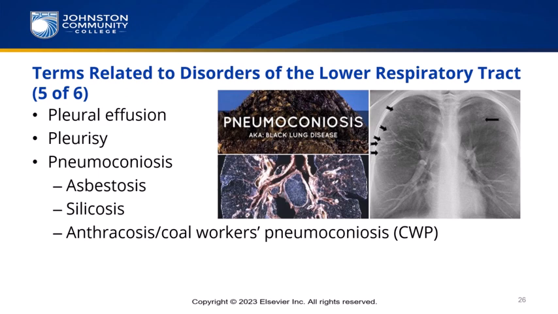Then we have pneumoconiosis. Pneumo means lung, coni means dust, and it is a loss of lung capacity caused by the accumulation of dust in the lungs. Asbestosis is an abnormal condition of asbestos in the lungs. Silicosis is an abnormal condition of glass dust in the lungs, and anthracosis is an abnormal condition of coal dust in the lungs. Anthracosis is another name for coal workers' pneumoconiosis, CWP. The lungs appear black because of the massive deposits of carbon particles. This gave way to it being called black lung disease as well.